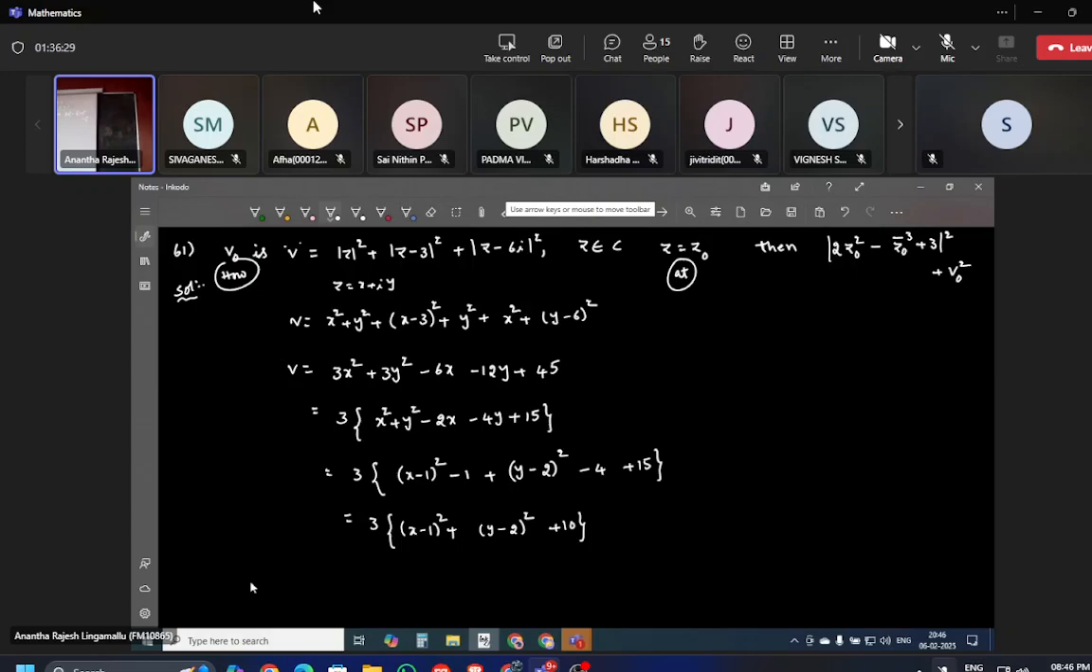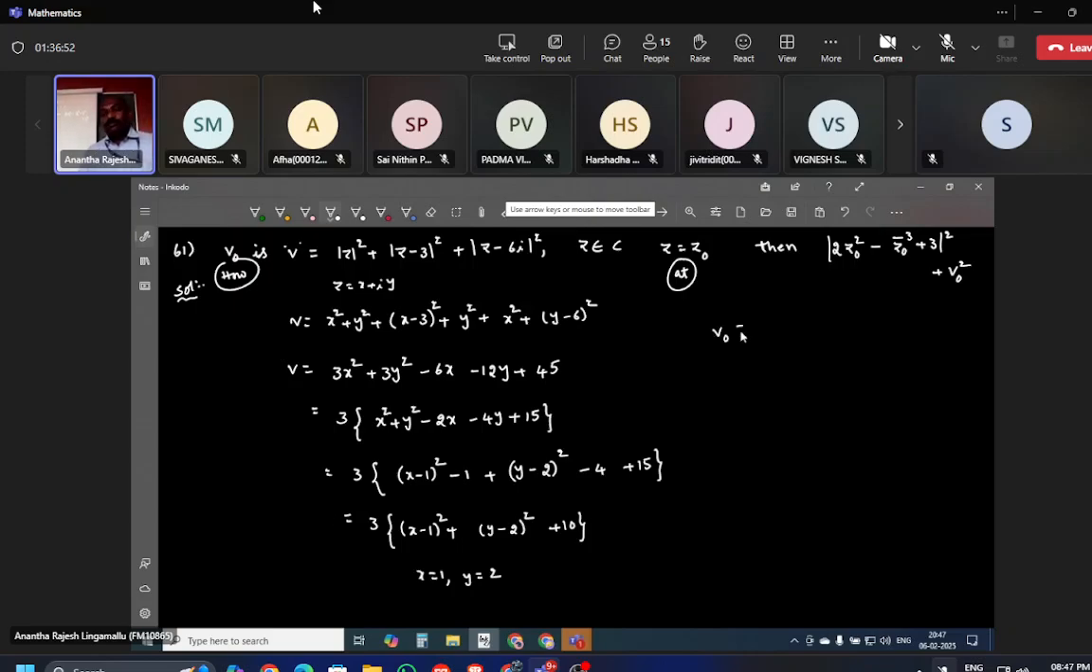So I'll get a minimum only at (1, 2). How is that? This is the only chance, right? This is positive, this is positive. I'll get a minimum when both are zero only. You thought this much, right? So x is equal to 1, y is equal to 2. What is the minimum value?